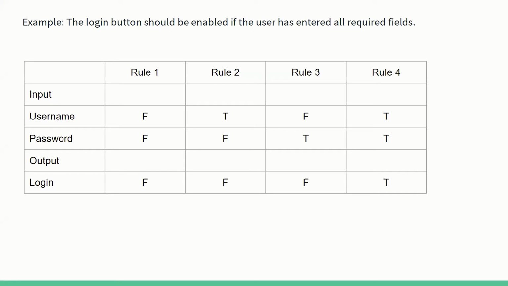Rule number 1: if the user enters an incorrect username and incorrect password, then login should fail. Rule number 2: the username is correct, but the password is incorrect, then again login will fail. Rule number 3: the username is incorrect, but the password is correct, then again login will fail. Rule number 4: the user enters both the username and password correctly, then login should pass. Likewise, we can make decision tables.